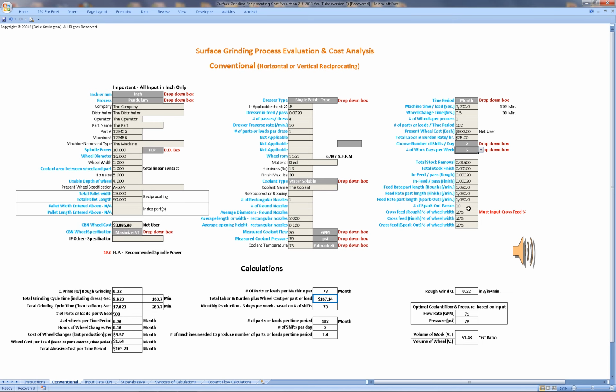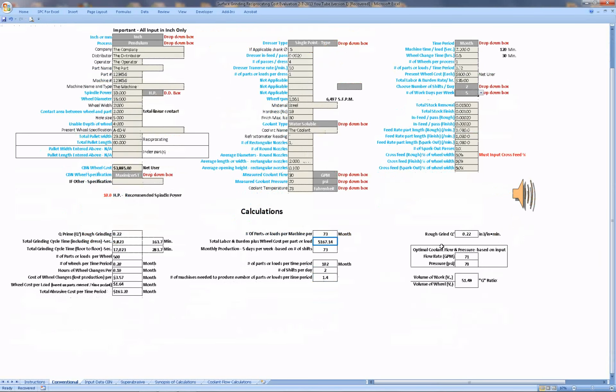Number of spark out passes 10. Cross feed rough, percent of wheel width. So we could be going 100% of the wheel width, 25% of the wheel width, 50. In this case, all three, this is what the customer has been doing, is set up at 50. So below will be all the calculations.